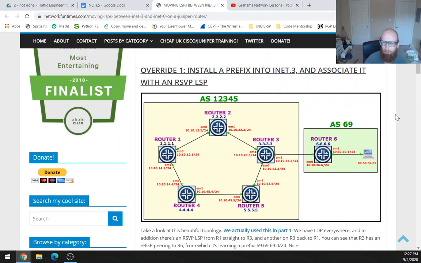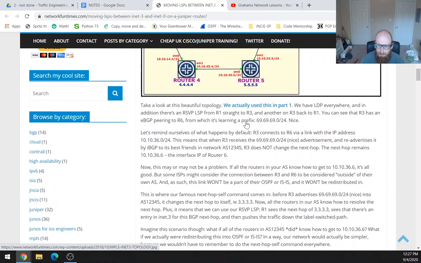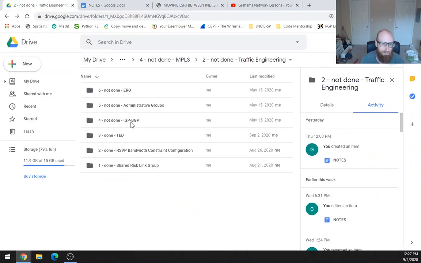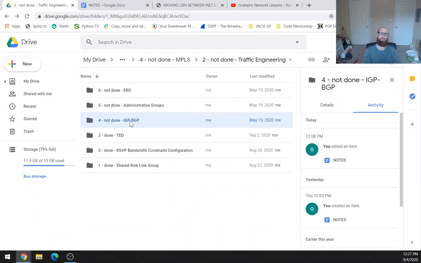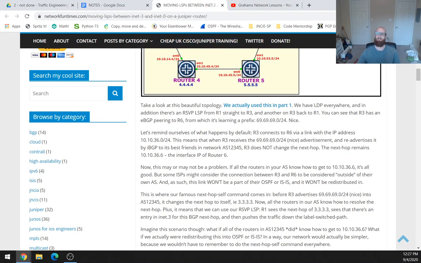Override 1. Install a prefix into inet.3 and associate it with an RSVP LSP. Okay, and I'm not going to do this in my lab again. I don't know. It probably would help, but first of all, the purpose of this video is to learn about the IGP/BGP knob, and this doesn't cover this at all. I was just so completely confused. I just wanted to learn more to get a better sense of things.